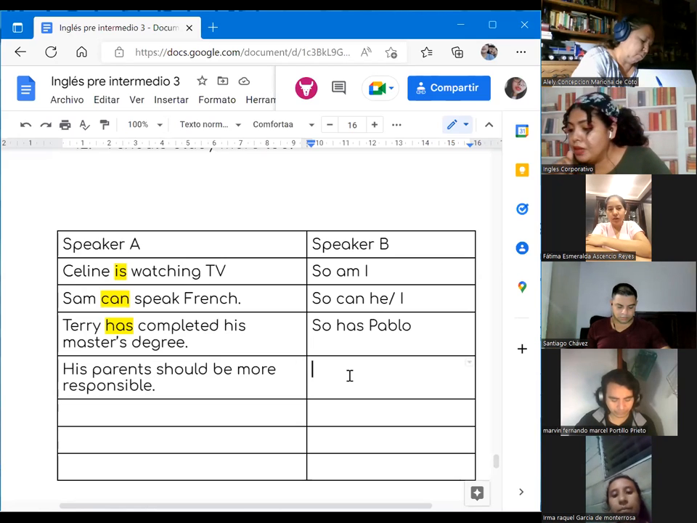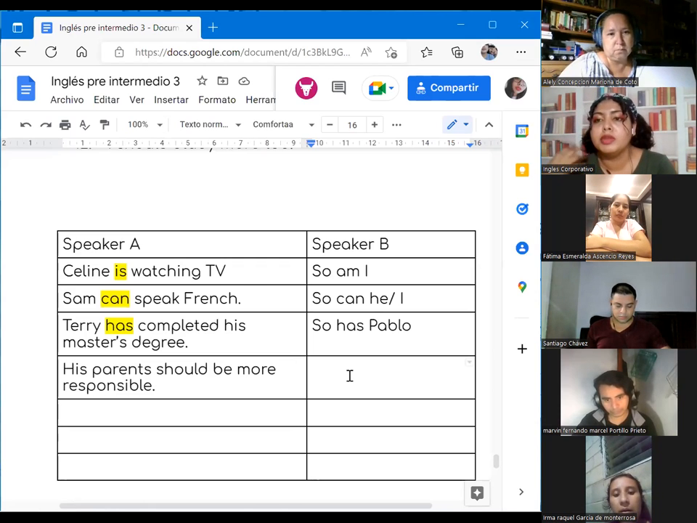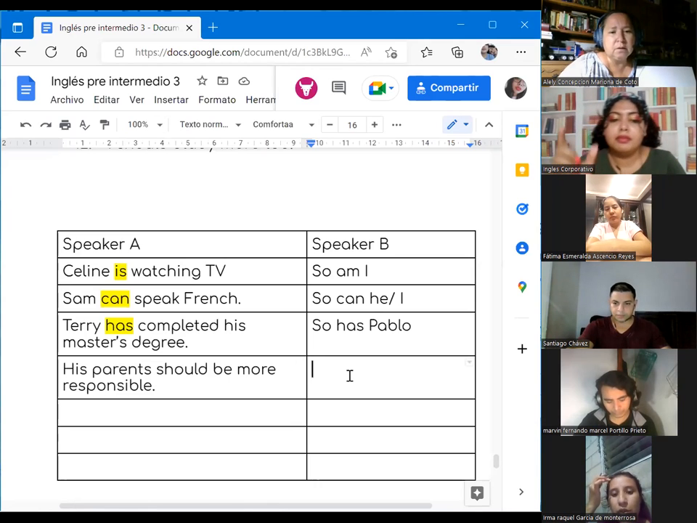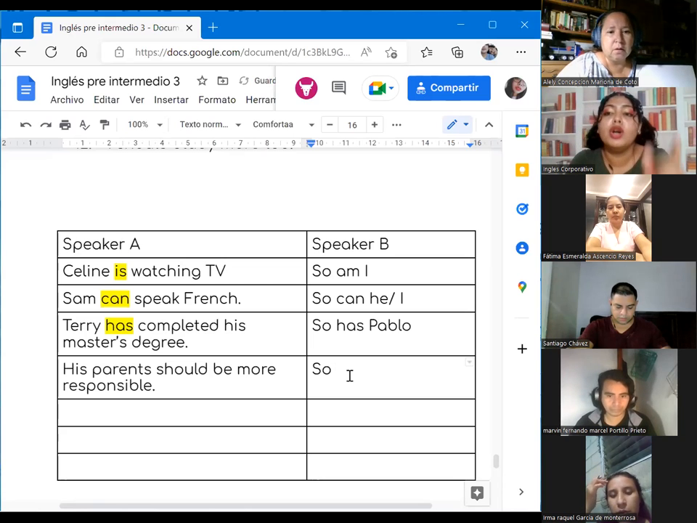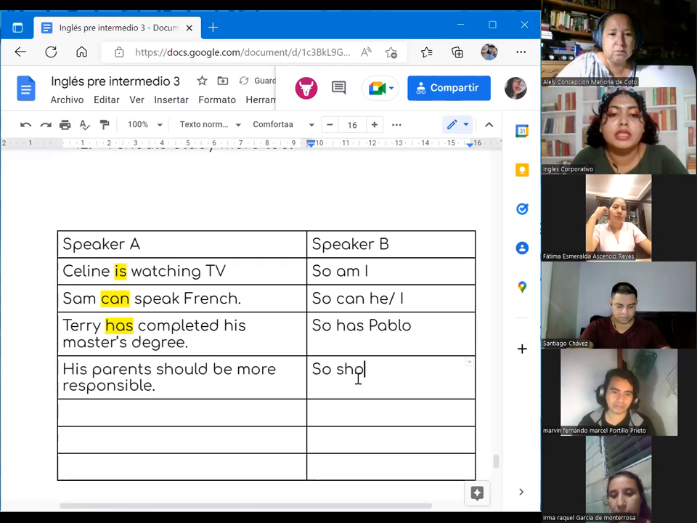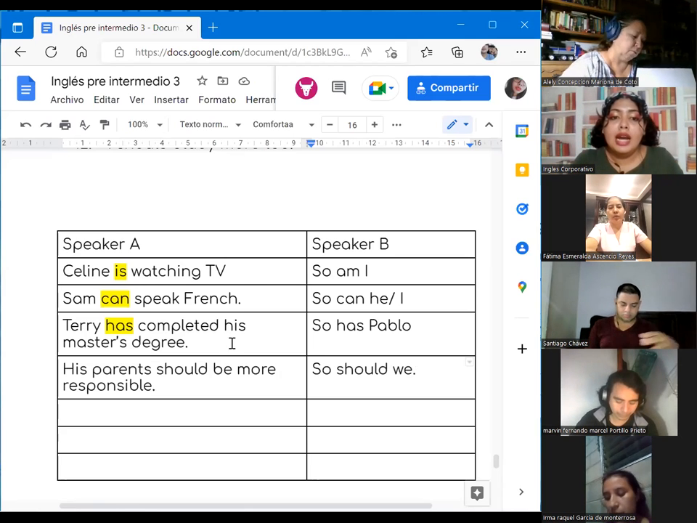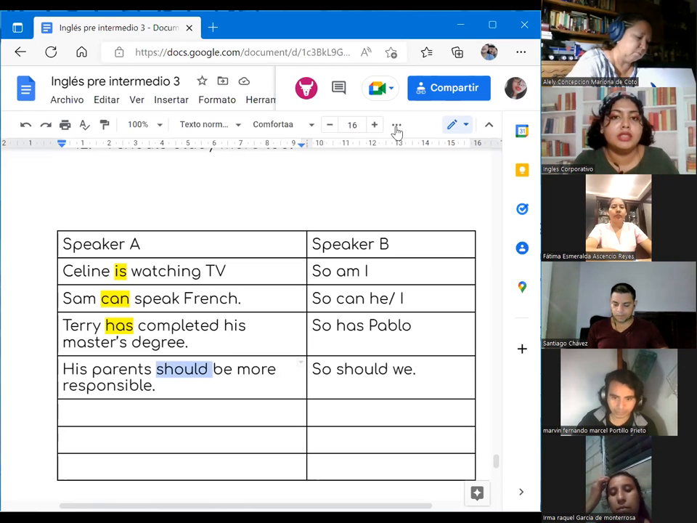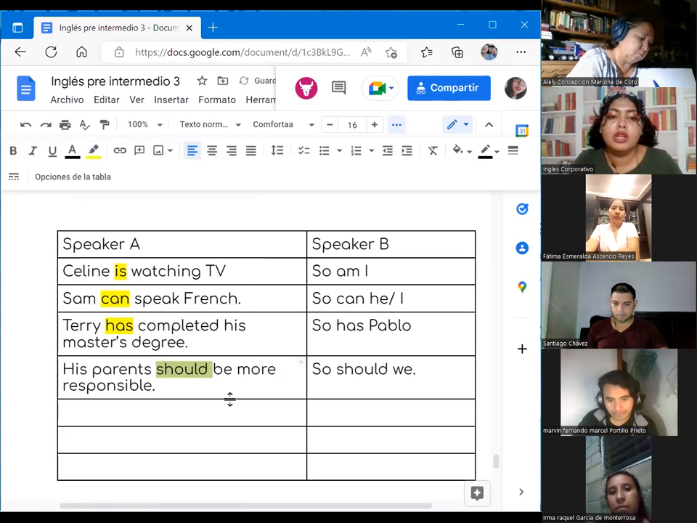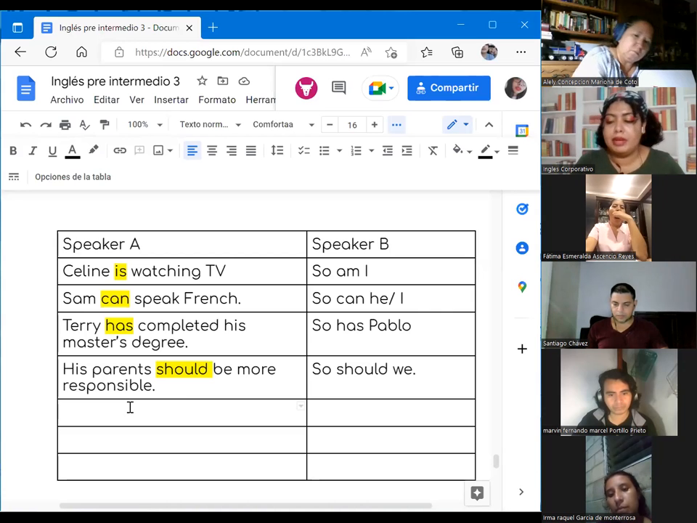So, in that case, if we want to say that we need to be more responsible too, how can we create that answer? Si nosotros queremos decir que nosotros también debemos ser más responsables, ¿cómo vamos a responder? Si nos ponemos a todos juntos. So, we... In the middle, you need to add something. We also. What is the auxiliary? So should we. Nosotros también deberíamos ser más responsables in that sentence. Acuérdense, siempre tienen que agregar esto en lo segundo. Primero es el so. Luego el auxiliar que estamos utilizando para la oración y luego agregamos lo que es el subject. El subject es al final, ya sea un pronombre o un nombre de persona.